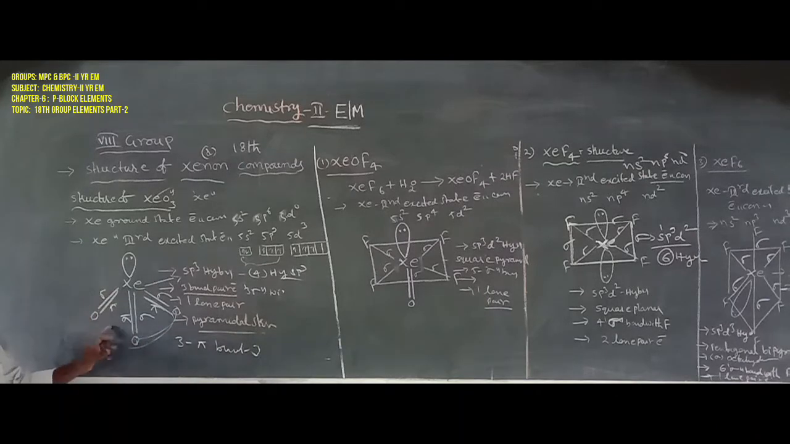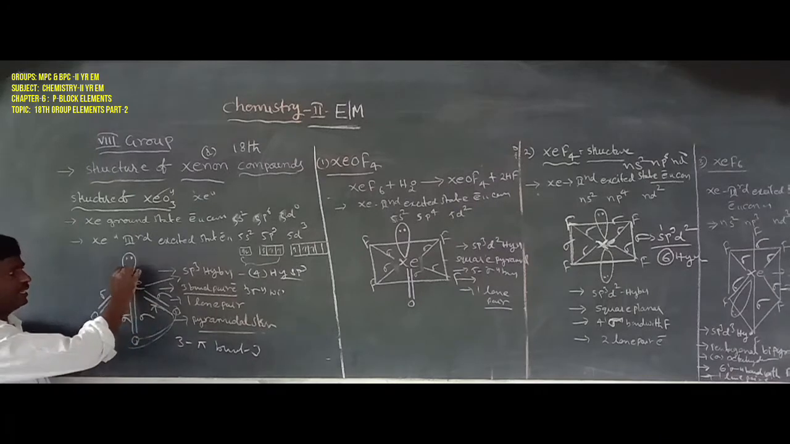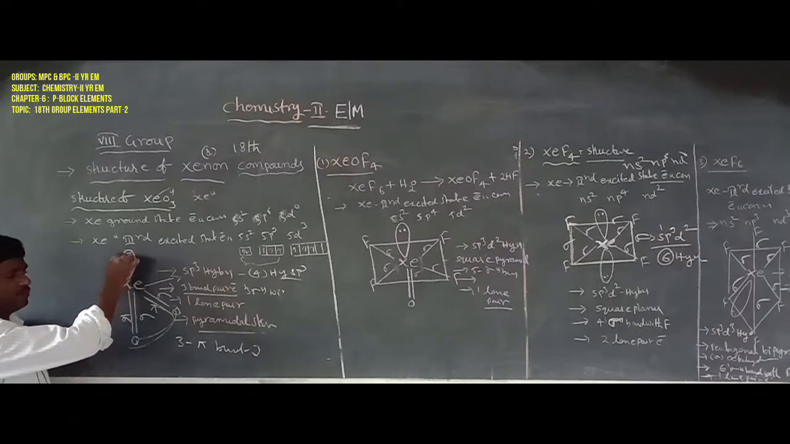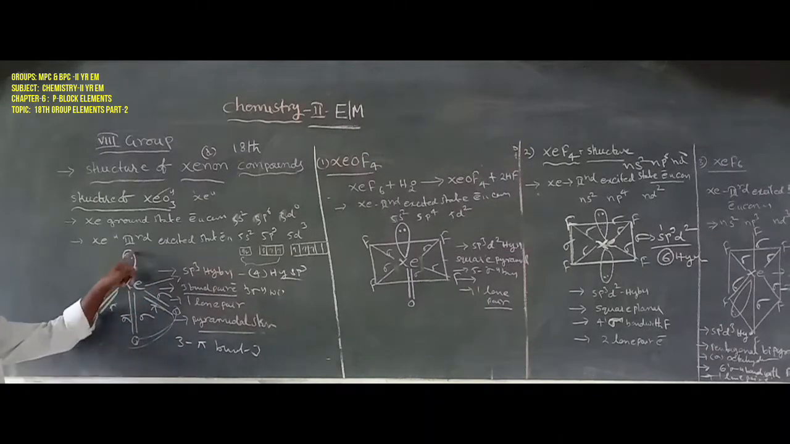Then it forms a pyramidal structure instead of a tetrahedral one, because in the xenon central metal atom there are 3 bond pair electrons and 1 lone pair electron. Since there is 1 lone pair electron and 3 bond pair electrons, it forms the pyramidal structure. If all were bond pair electrons, it would form a tetrahedral structure. But instead of a bond pair, there is 1 lone pair electron, so it forms the pyramidal structure. That is the structure of xenon trioxide.